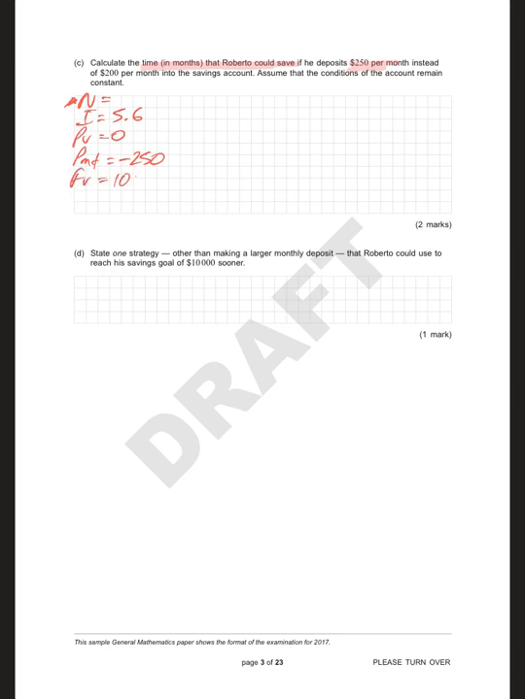FV, he reaches his goal of 10 grand. PY and CY, both 12. Apps, finance, negative 250, reaches his goal. 36.76 to 2 decimal places. Months.